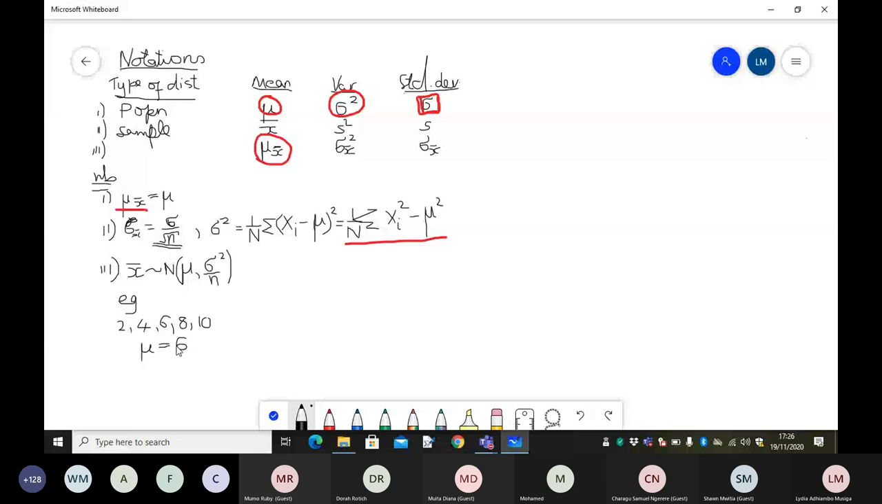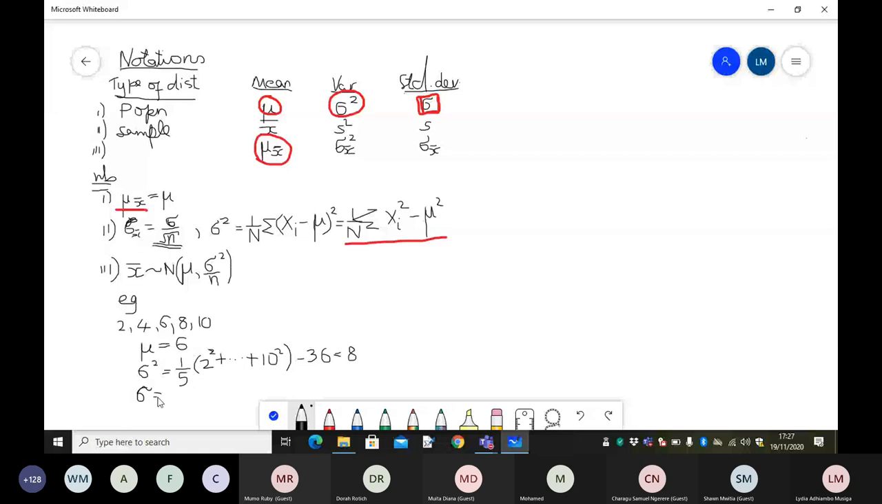And what about the population variance? The population variance will be given by 1 over 5 multiplied by 2 squared plus ... plus 10 squared, minus 36, because we are supposed to subtract mu squared. This will give us 8. So of course, the population standard deviation will be the square root of 8.